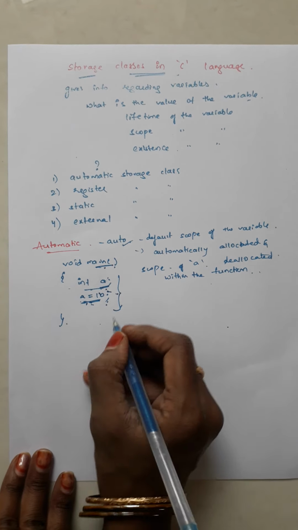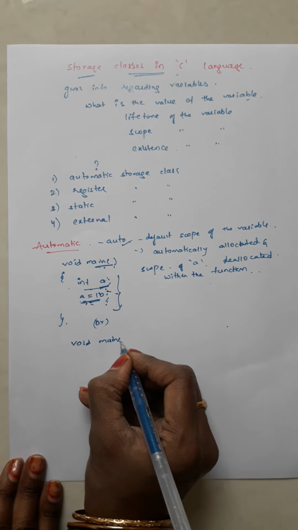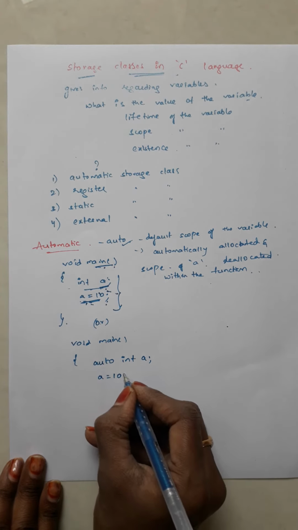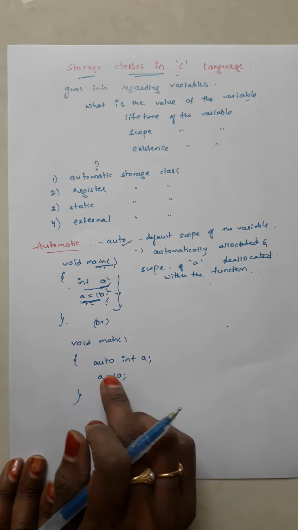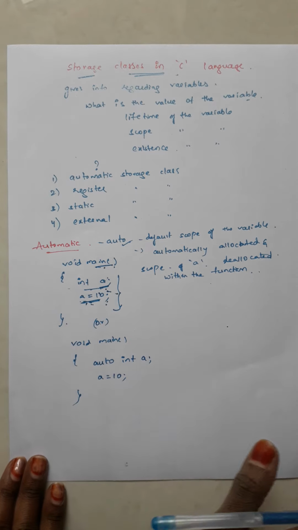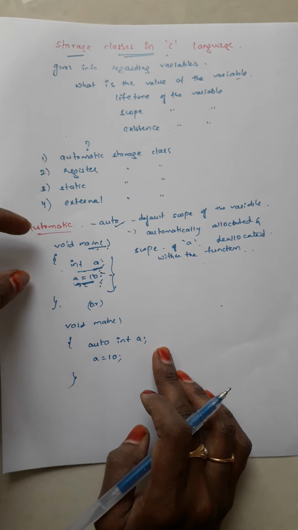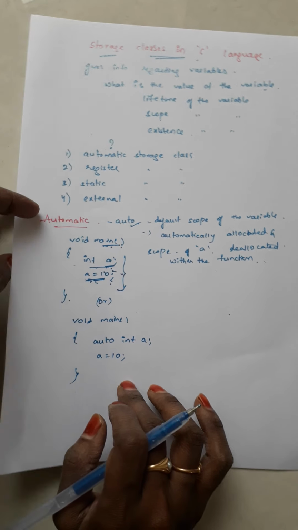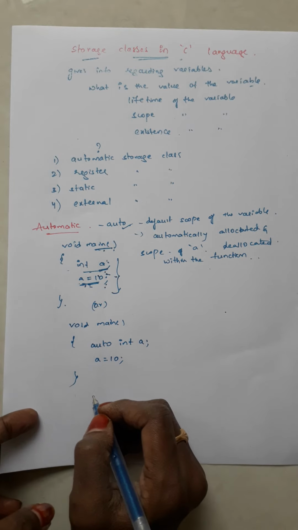Okay, so we can also define it like this: void main, auto int a equals 10. So both are the same. Here we didn't mention the keyword auto, and here we mentioned the keyword auto. The default storage class of a variable is auto, whether we mention it or not. So automatically the memory is created, and when the function execution is over, it is destroyed automatically. So that is the automatic storage class.